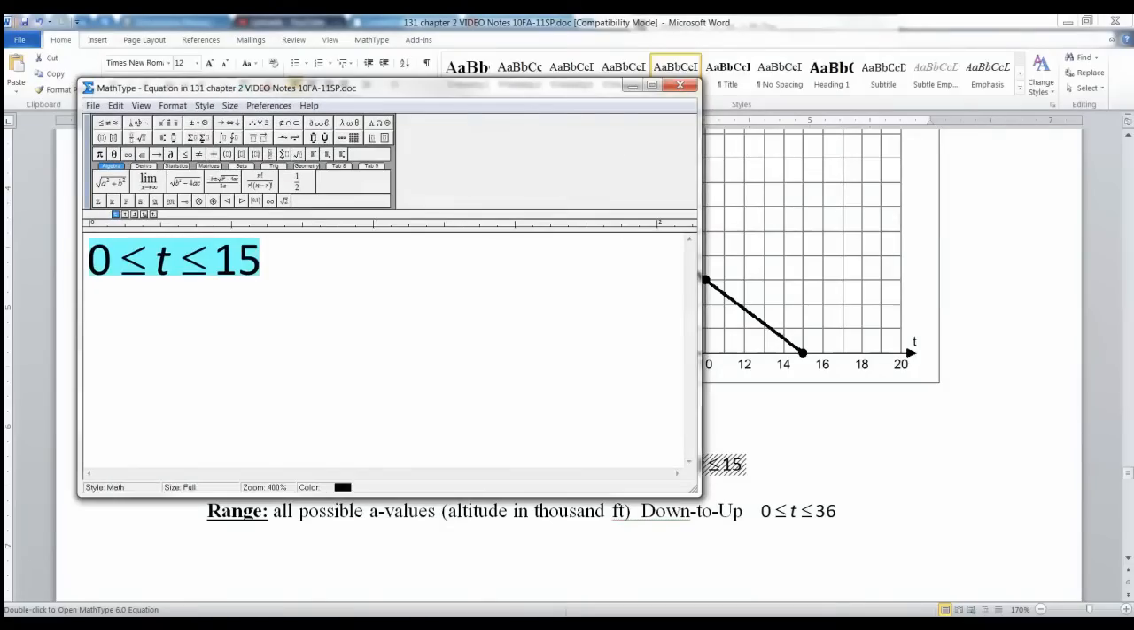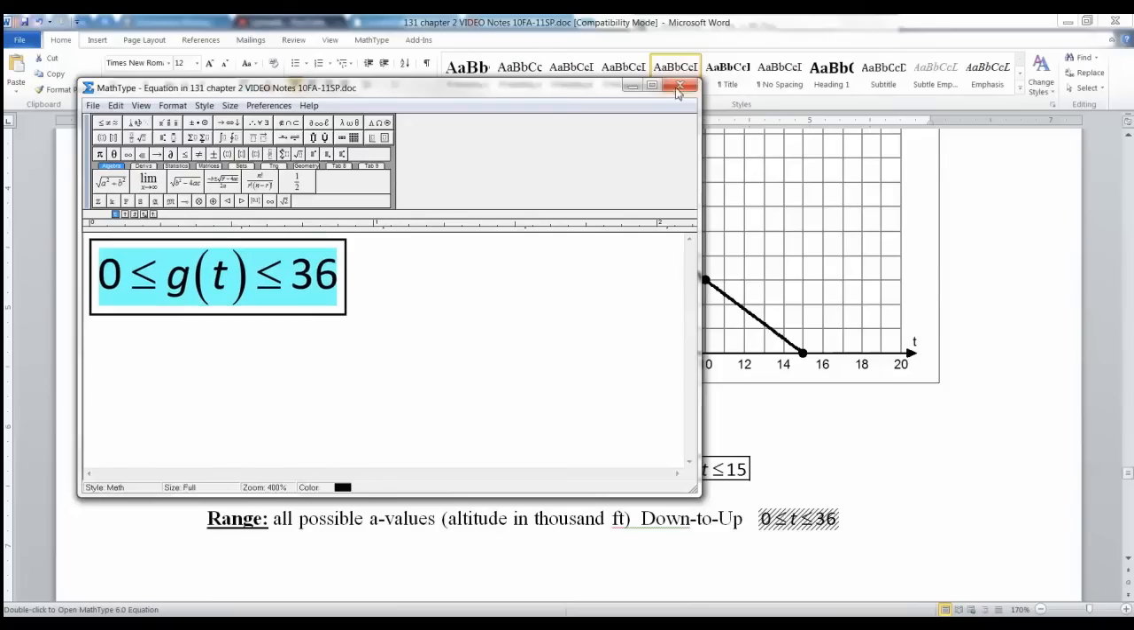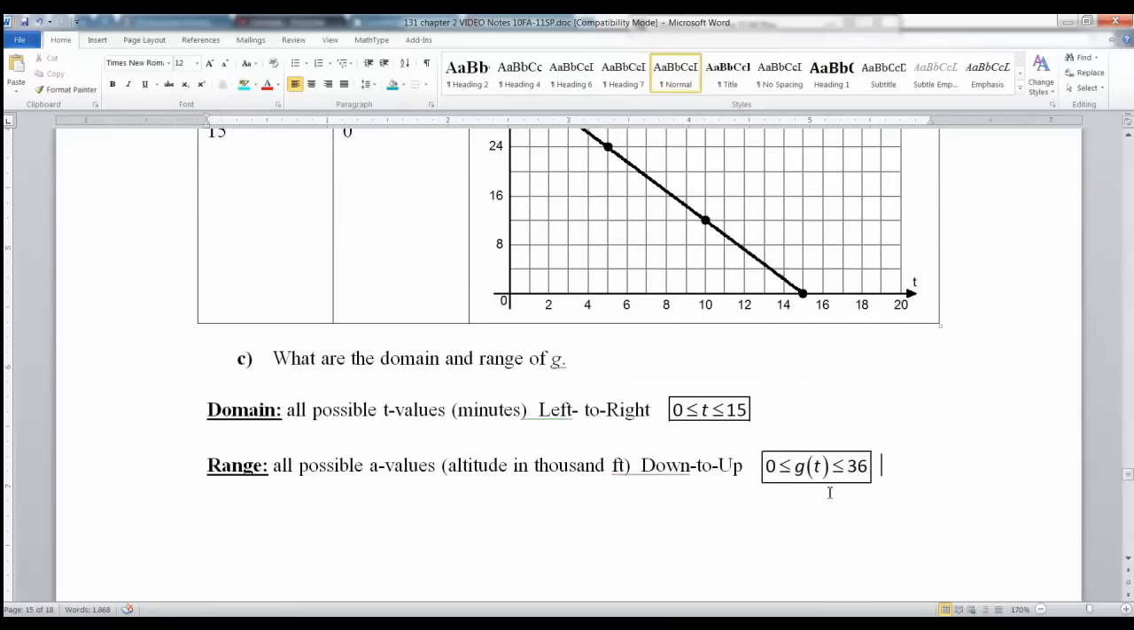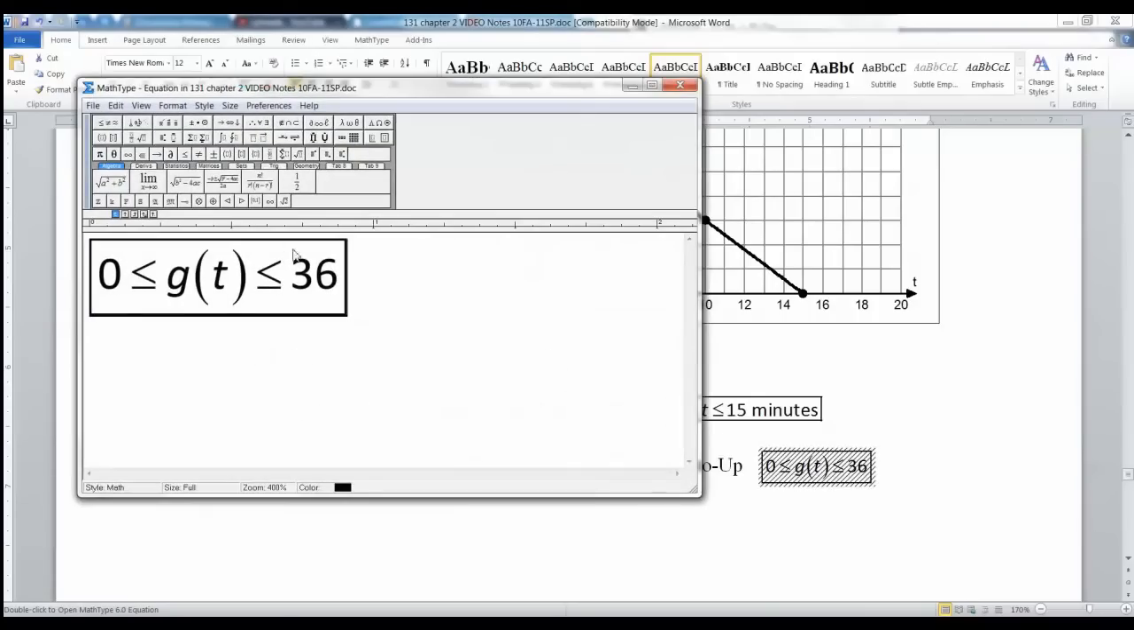Oh, I suppose, to be fair, that was the answer right there. There's the domain. And oops, that's not T. My fault. It's A. Or if you like, it's g of t, the A value in our case. So it's your altitude. So your time is between 0 and 15 minutes. And if you want, you could even say minutes, 0 minutes to 15 minutes. I like that better. And then your altitude is 0 to 36,000 feet.